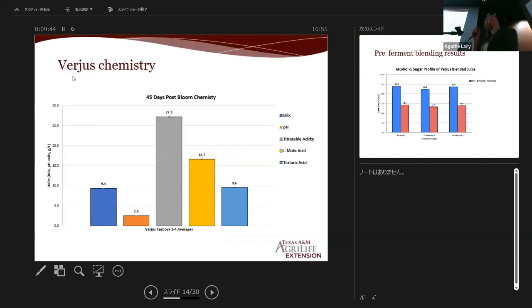This was the chemistry of the green juice. So we harvested the green grapes 45 days post bloom. That's the chemistry there. We had 9.4 brix in our verjus. 2.6 was the pH of the green juice. Titratable acidity 27.3, malic acid 16.7 grams per liter, and tartaric acid 9.6 grams per liter.